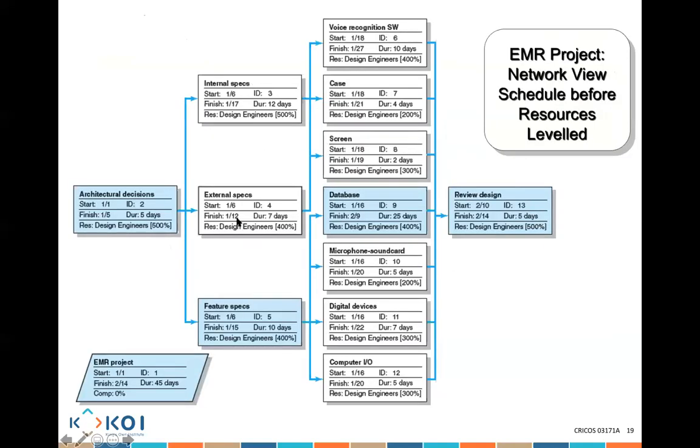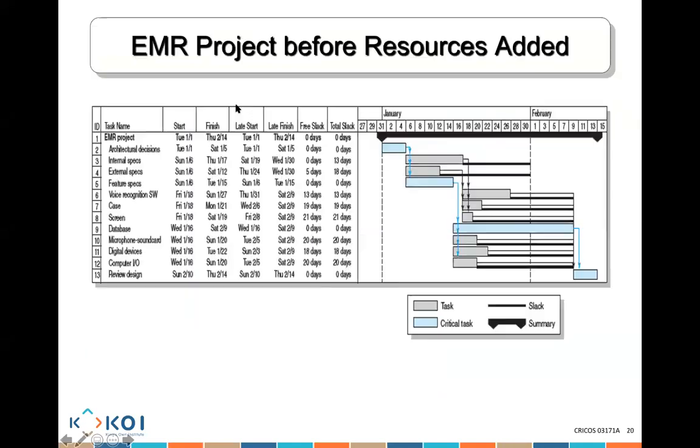It's telling you the second activity here, let's say internal specification. It's going to require 12 days. It's going to start 6th of January, finish 17th of January. And you look here, well, it's going to start 6th of January, finish 16th of January.